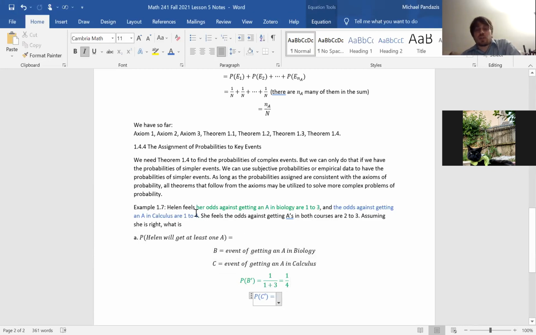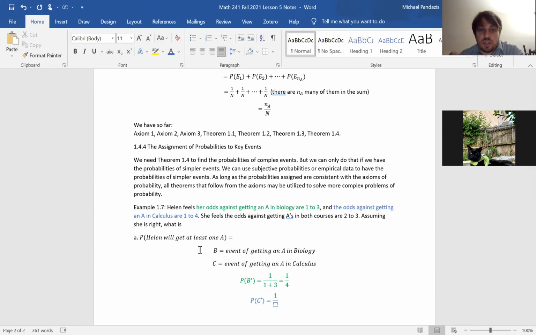Okay, so the odds against getting an A in calculus are 1 to 4. Well, if the odds are 1 to 4 of the event C prime happening, then that's equal to 1 divided by 1 plus 4, right? Because that's how the odds work. And then that's equal to 1/5. So the probability of C prime is 1/5.